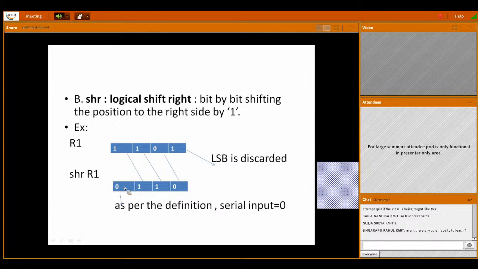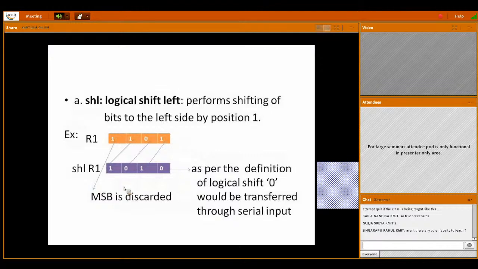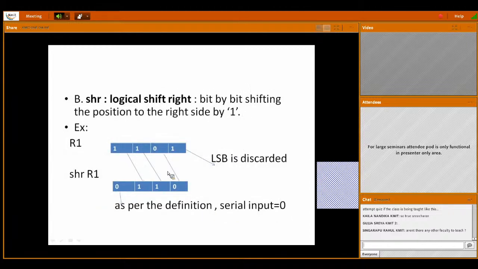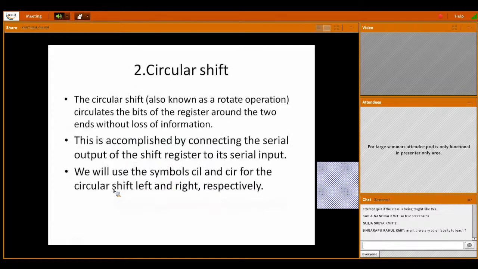So, the two points to be remembered are: in case of logical shift left, the MSB is discarded and a serial input of 0 is included at the LSB position. In the same way, in case of logical shift right, the LSB is discarded and a serial input of 0 is included at the MSB position. This is about the logical shift micro operation.